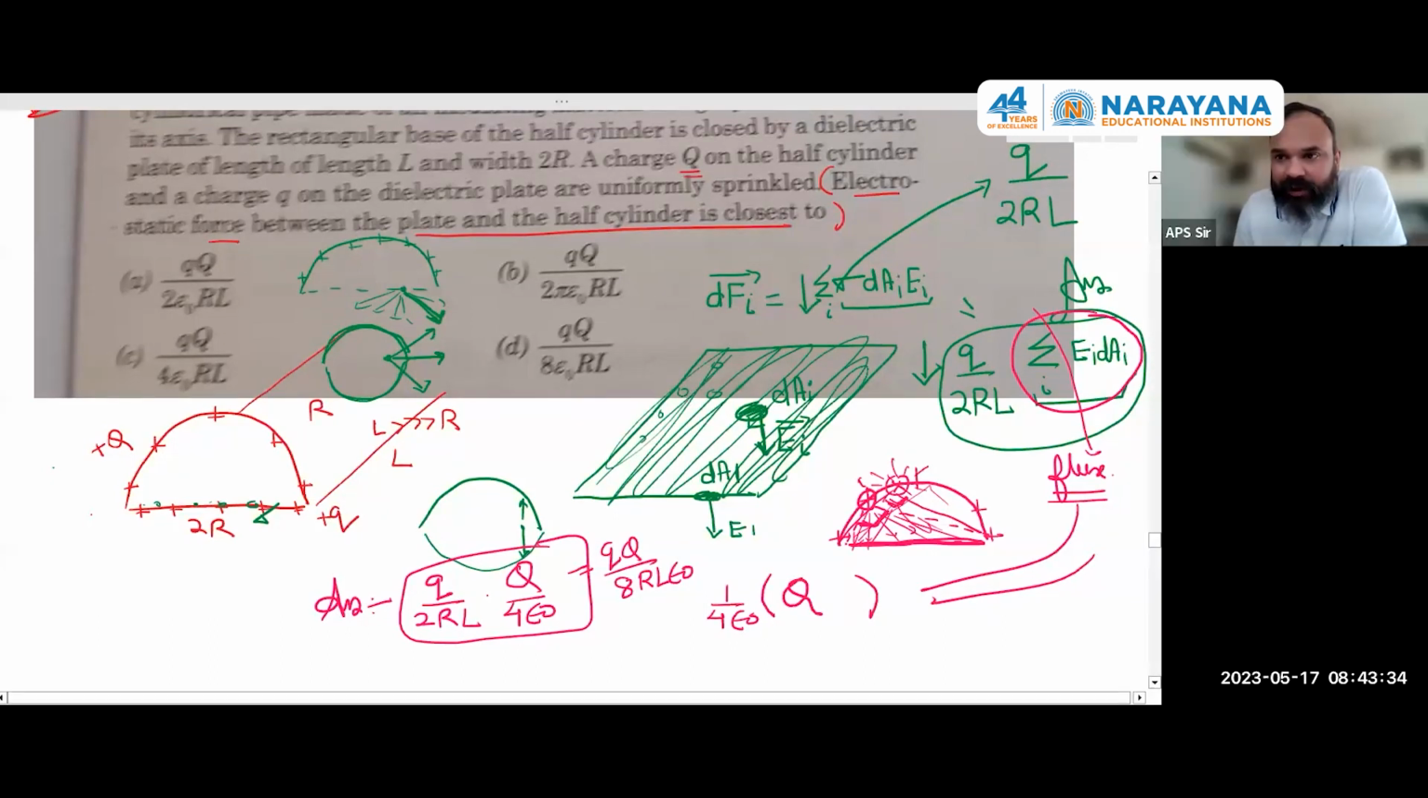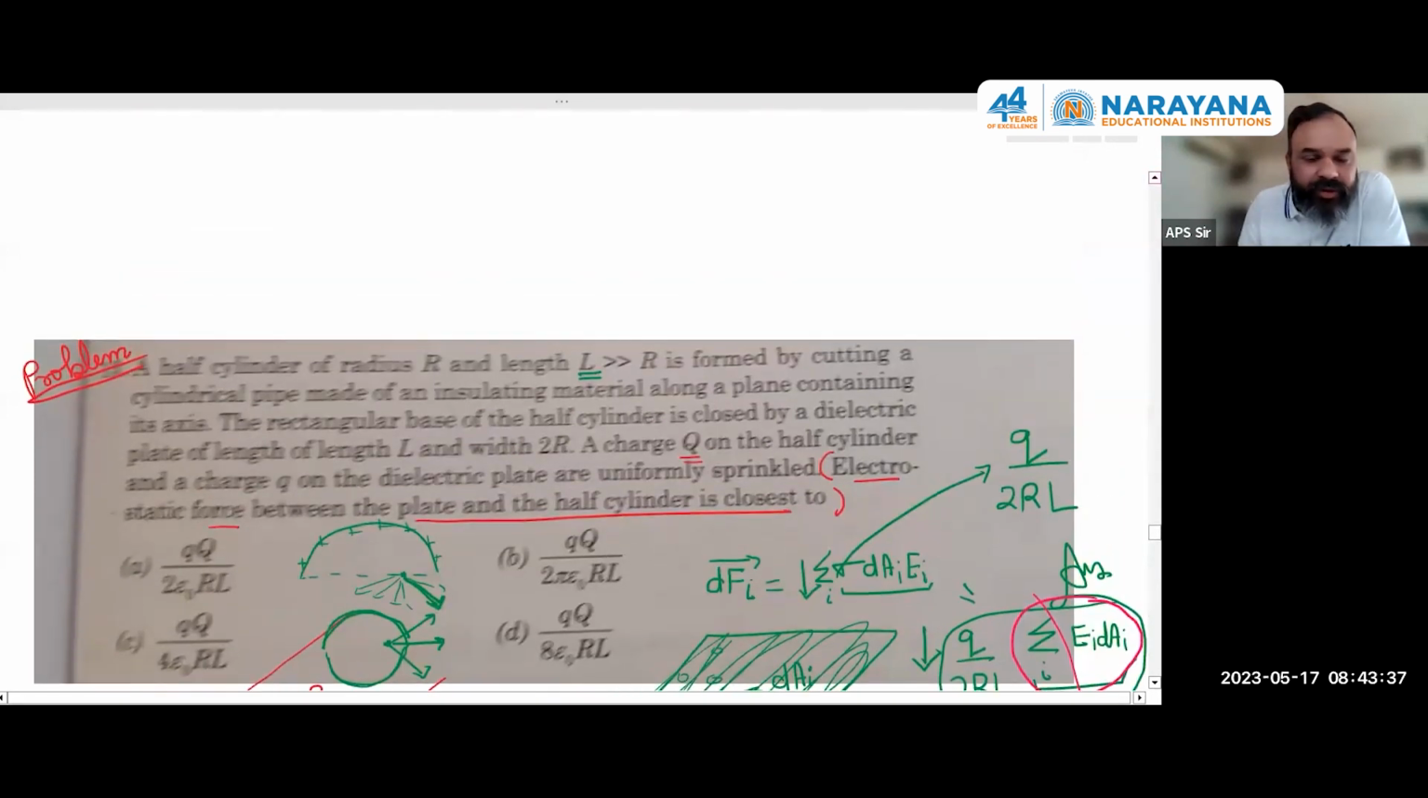Okay, let me explain. What I am saying is this is my half cylinder, and I am taking a 2D diagram.